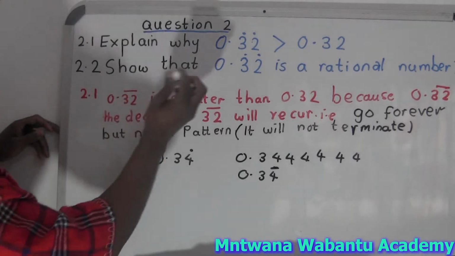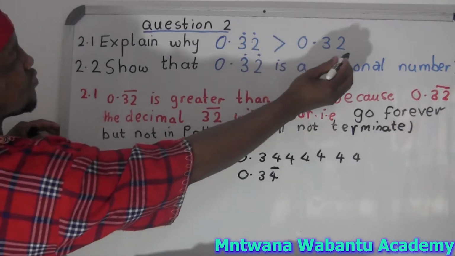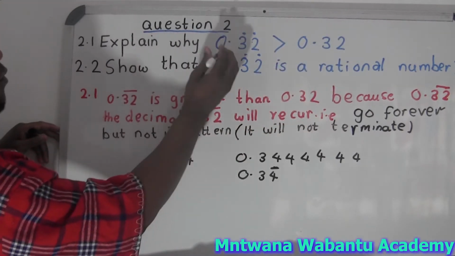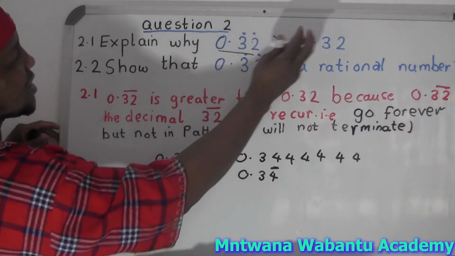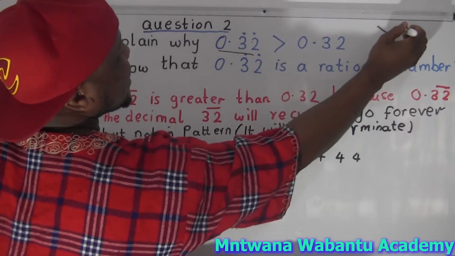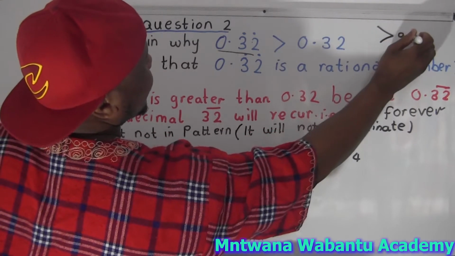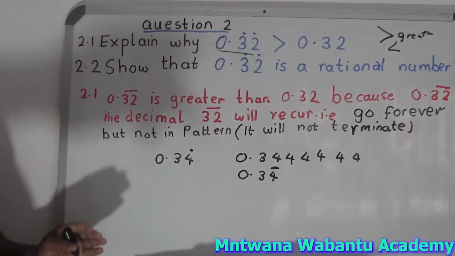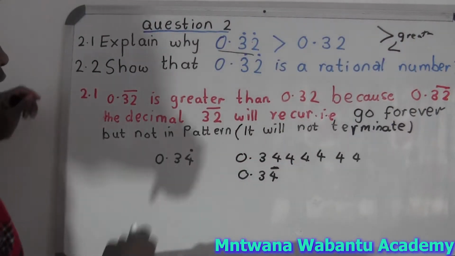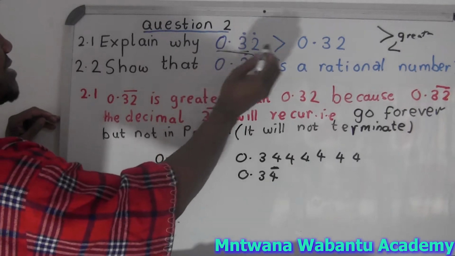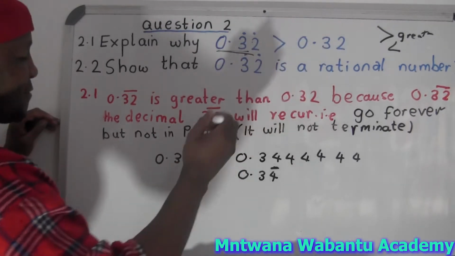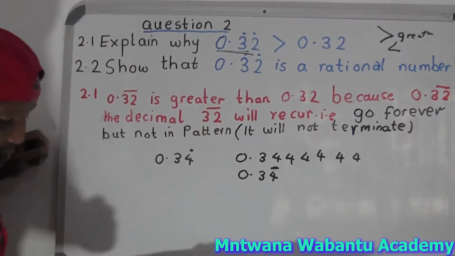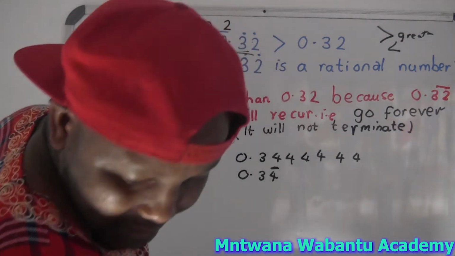So let's say you have this number here and this one right here. Explain why this is greater. This sign means greater than, or bigger than. And when it's like this, it means less than, or smaller than. So now they want us to explain why this is greater than, or bigger than, that.